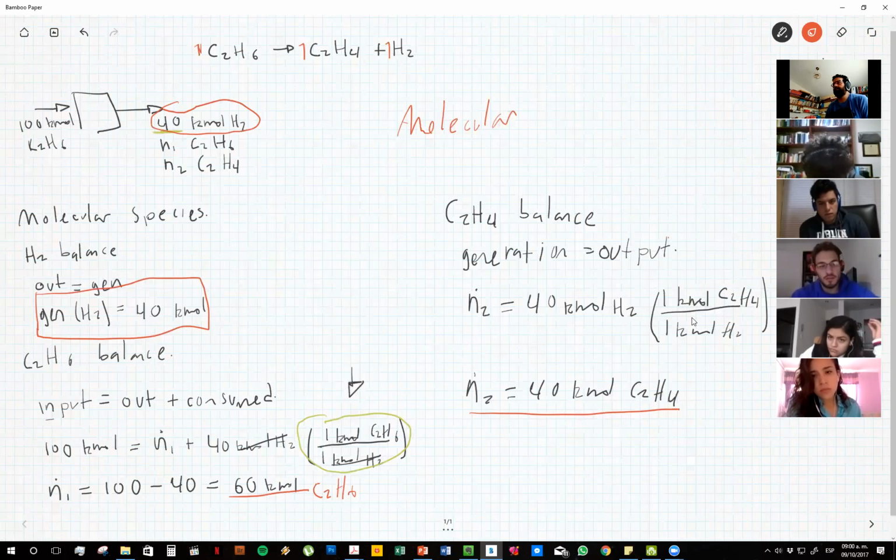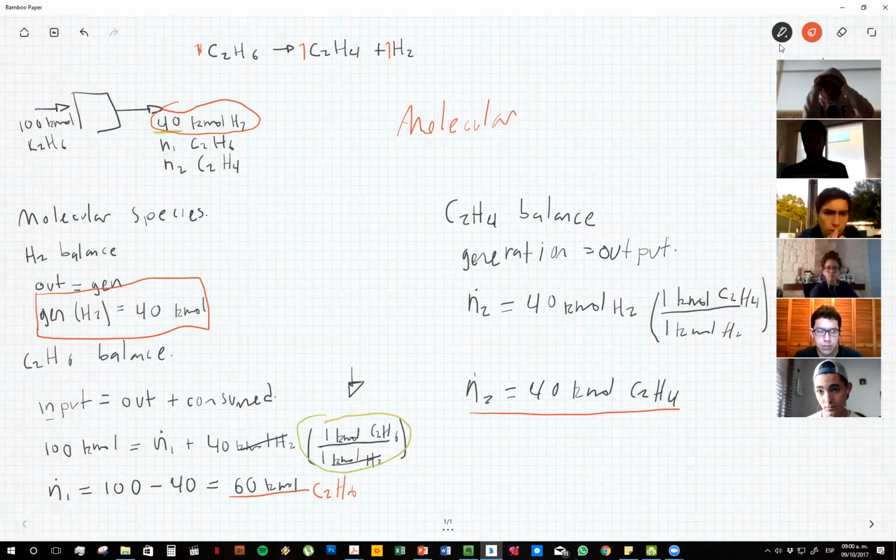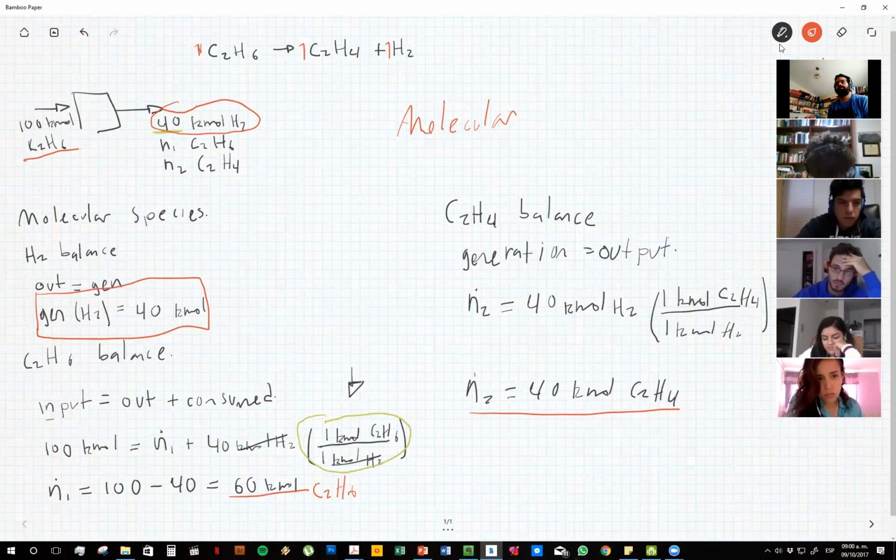Teacher, why don't we consider the input in the first one and the last one? Well, in the first one, in hydrogen, we don't have an input. In the declaration of the problem, we don't have any hydrogen that goes into the system. The hydrogen is only the hydrogen produced in the decomposition. And in the case of the C2H4, we don't have any C2H4 at the beginning of the process. We don't have an inlet for it, just an output.